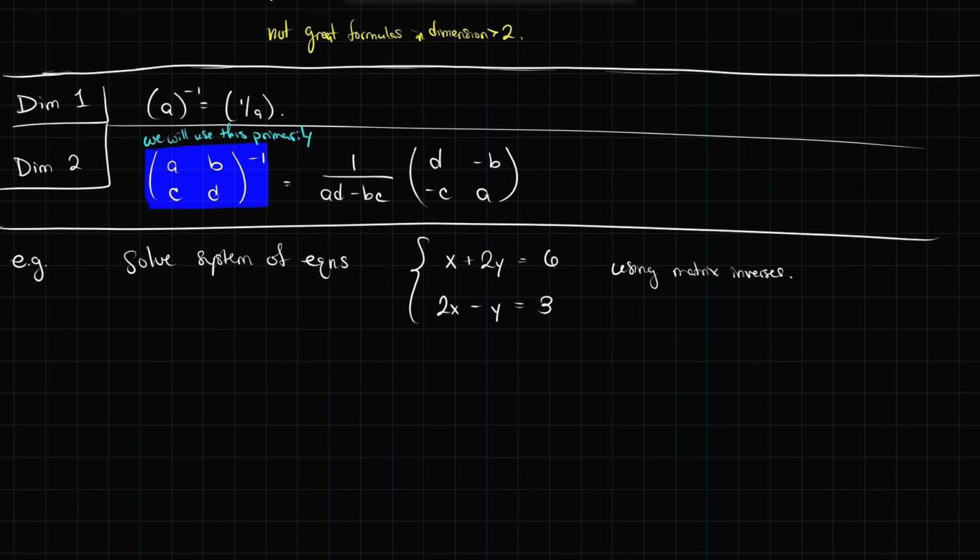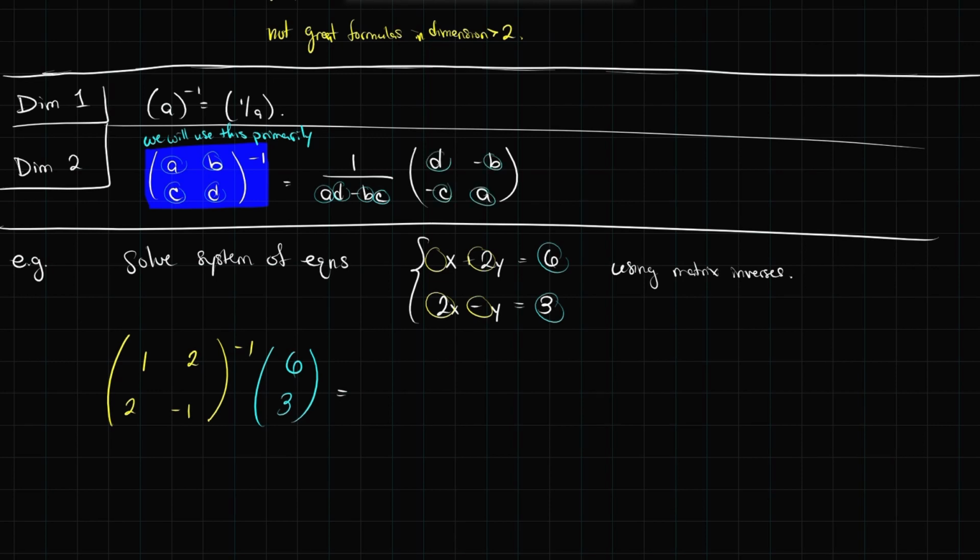So all I have to do is extract the matrix, which is the 4 coefficients. So my matrix is going to be 1, 2, 2, negative 1. I'm going to compute its inverse, and then I'm going to grab the right-hand side and put it in as a vector on the right. How do I compute the inverse? Well, I just identify what is A, B, C, and D, and I put them all in the right spot. Let's go ahead and do that.